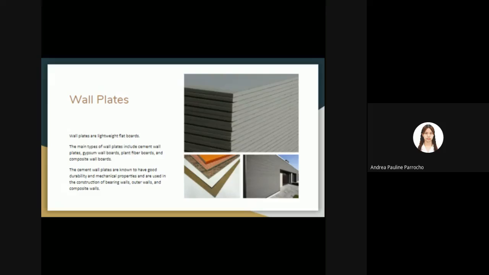Wall plates. Wall plates are lightweight flat boards. The main types of wall plates include cement wall plates, gypsum wall boards, plant fiber boards or fiber boards, and composite wall boards. The cement wall plates are known to have good durability and mechanical properties and are used in the construction of bearing walls, outer walls, and composite walls.